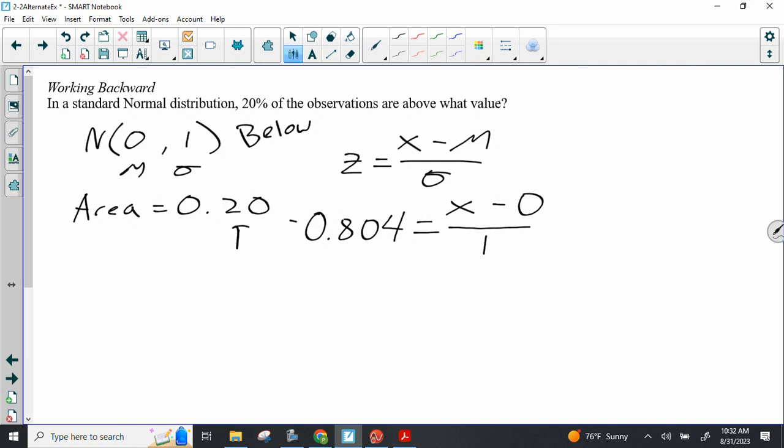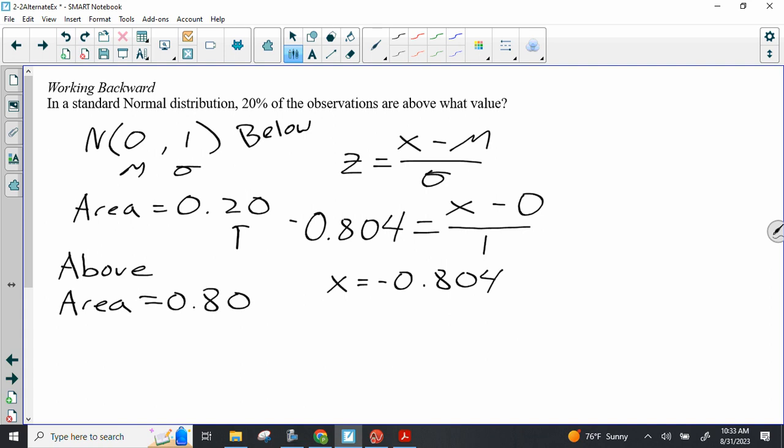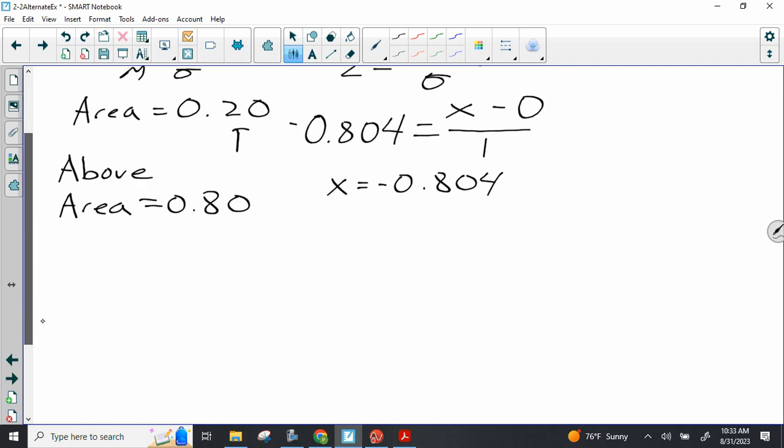All right, 20% of observations above is going to be corresponding to an area of 0.80, but check it out, guys. Remember, these things are symmetric, yeah? So if I find below, I've also got above, right? Because check it out. I've got this standard normal distribution.